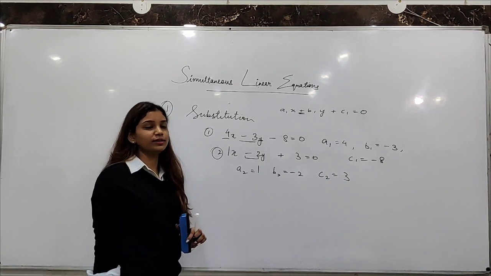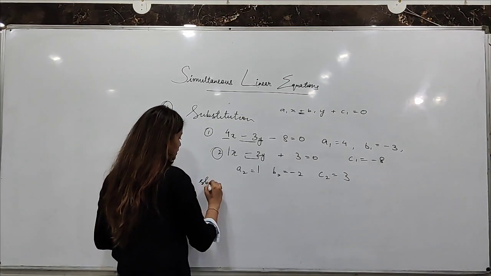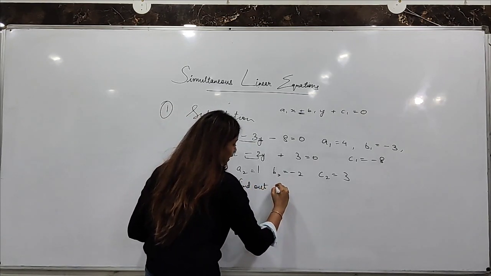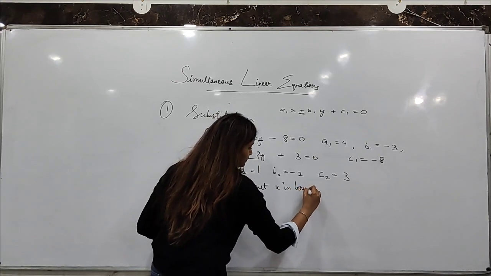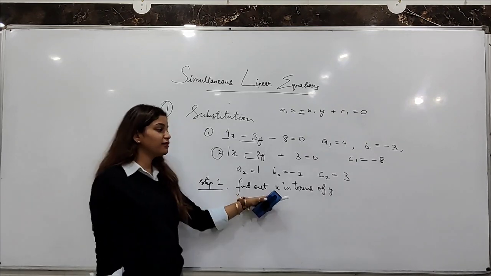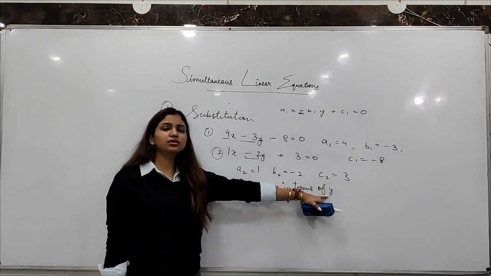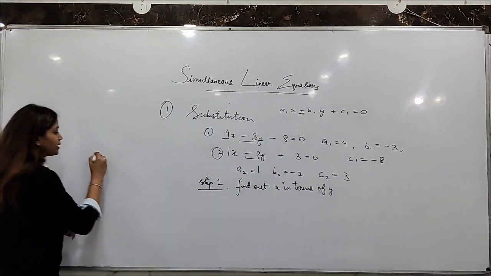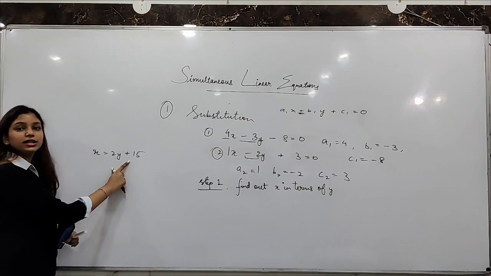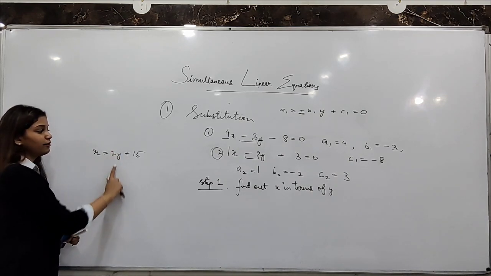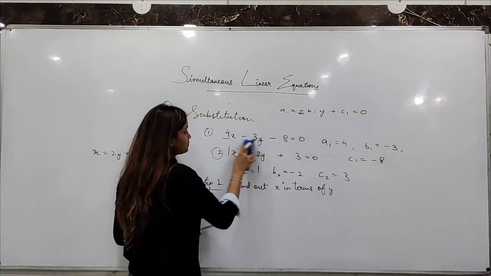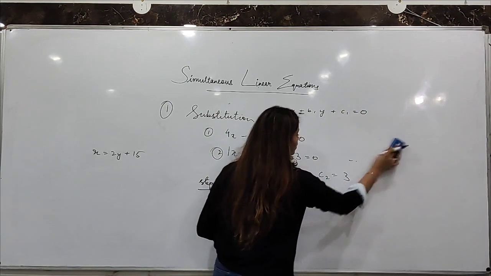Now let us see how do we solve them. We find out, step 1: find out x in terms of y. मतलब x की वैल्यू निकालते हैं such that answer y में है. For example, if I say x is equal to 2y plus 15, this is called x in terms of y, because x की वैल्यू में y एक वेरिएबल है. ठीक है, अब I'm going to erase a few things such that it becomes a little more clear.